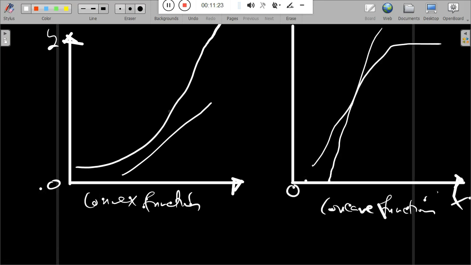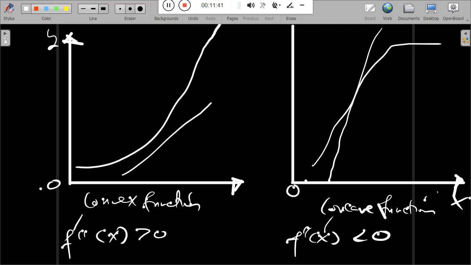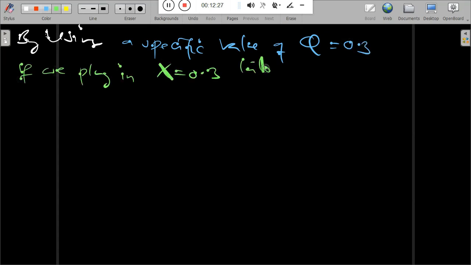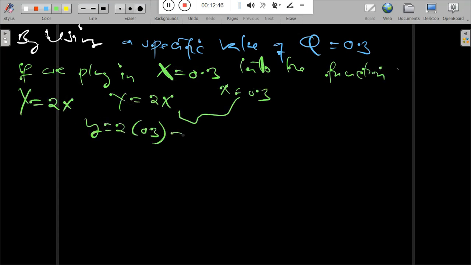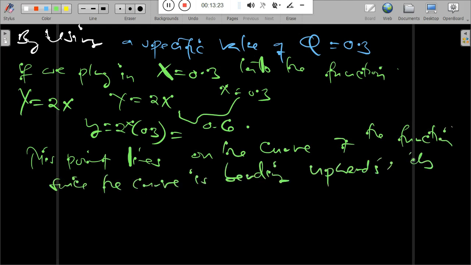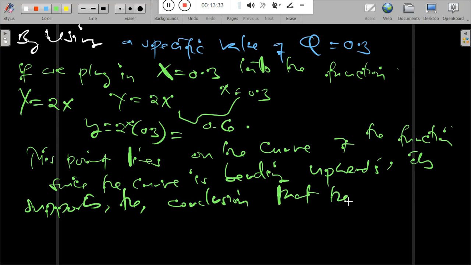Now, on our graph, the convex function goes upward, but we also have the concave function, as observed. A convex function occurs when the second order derivative of the function is greater than 0, and a concave function occurs when the second derivative is less than 0. Using a specific value of x which is equal to 0.3, if we plug it into the function y is equal to 2x, we obtain 2 times 0.3, which gives us 0.6.